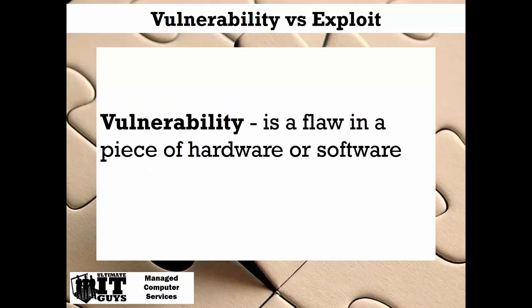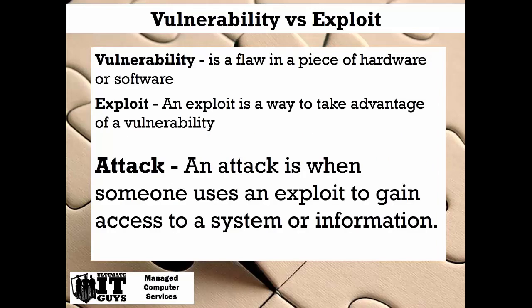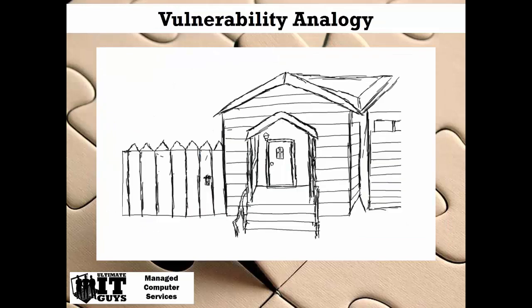A vulnerability is a flaw in a piece of hardware or software. An exploit is a way to take advantage of a vulnerability. An attack is when someone uses an exploit to gain access to a system or information. Okay, well that still is pretty vague and kind of techy. Probably still doesn't make a whole lot of sense to you.